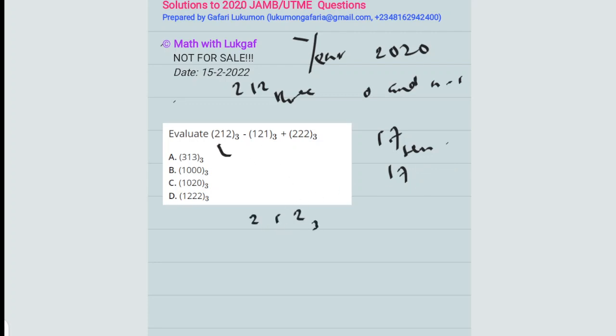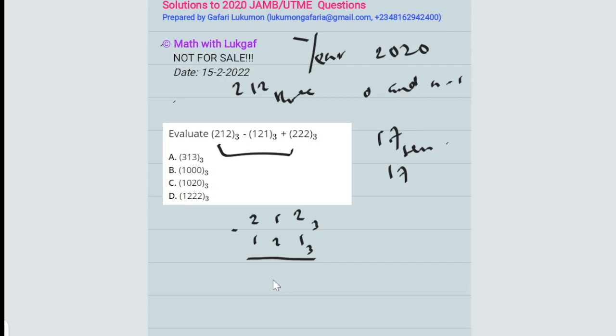So let us take the first two terms, 121 base 3. We have to subtract. Remember, I told you addition and subtraction in number base system is the same thing as that of whole numbers, but the difference is that here we are working in base 3, and what you must have must be either 0, 1, or 2.